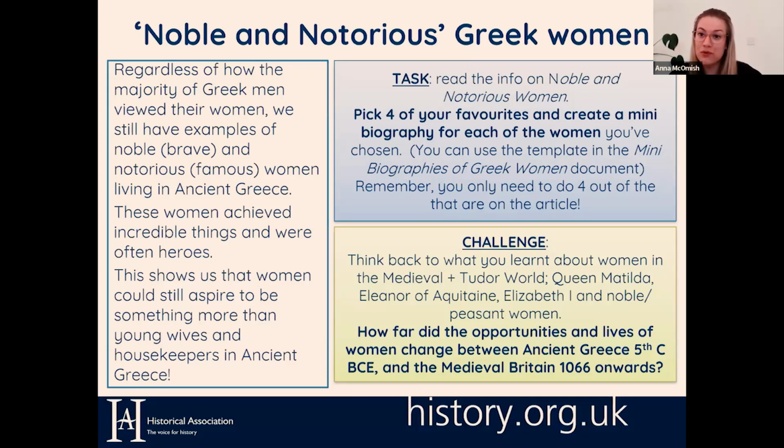The challenge task on the board is how I look into connecting those historical themes, important ideas in the study of history, into this topic to justify its place in the curriculum and justify this kind of switching up the chronology that we've had to do. So you can see that the challenge task asks them to take some time to reflect about looking into Matilda, Eleanor of Aquitaine, Elizabeth I, other noble and peasant women, because we have medieval women lessons and Tudor women lessons as well. And then I ask them how far the opportunities and lives of women have changed, which is always a great talking point.